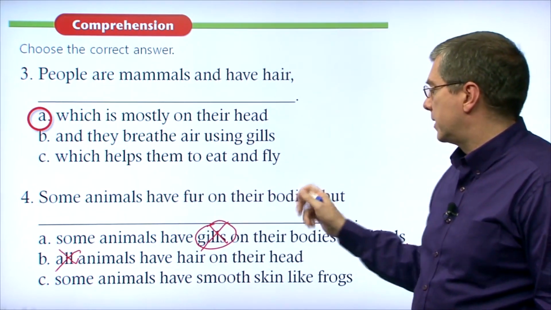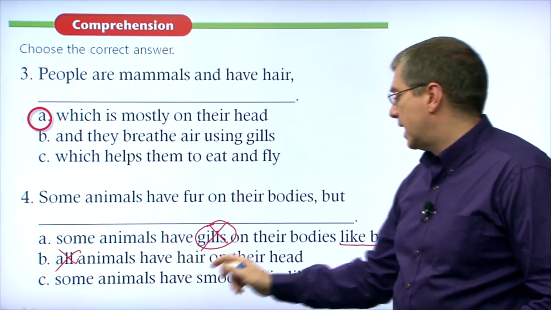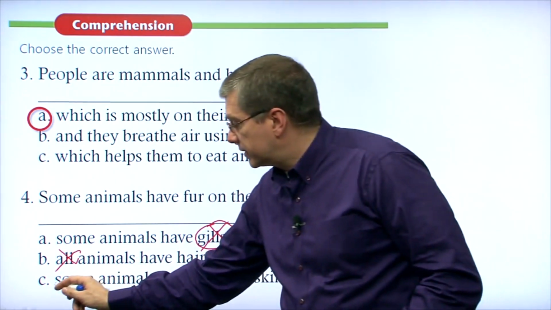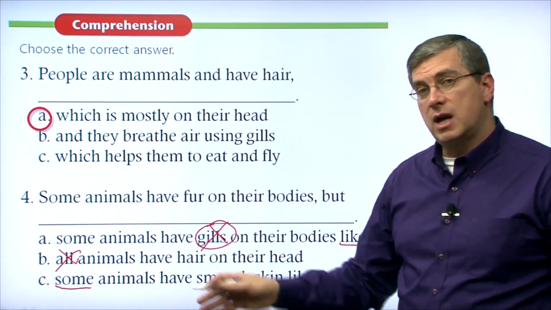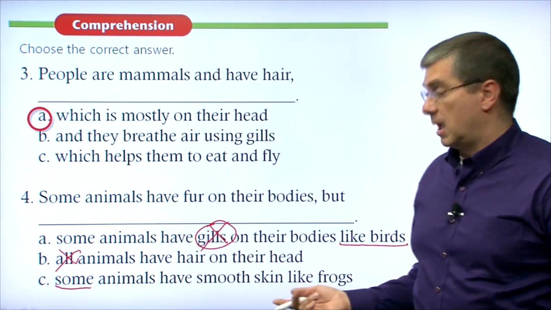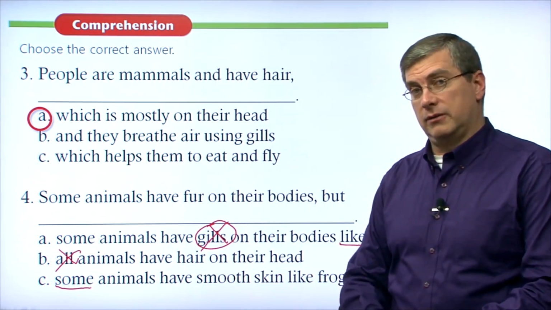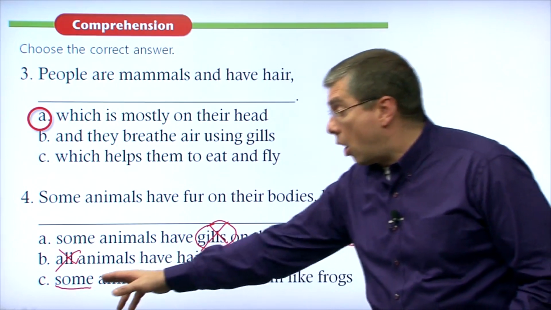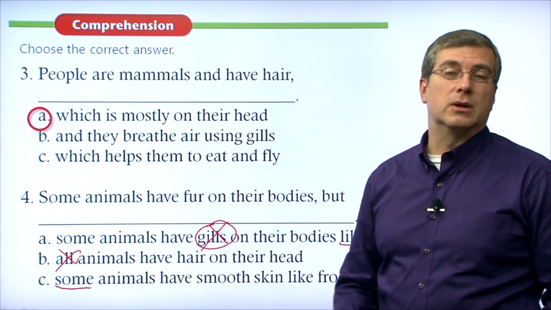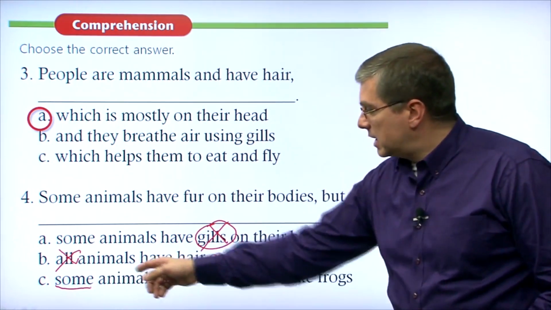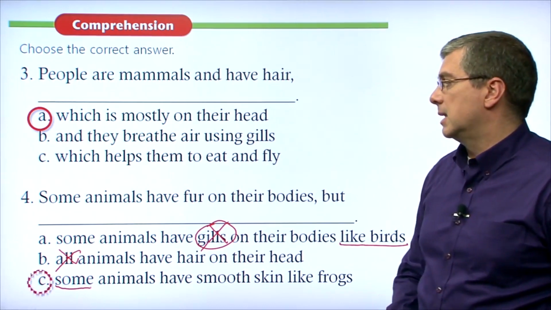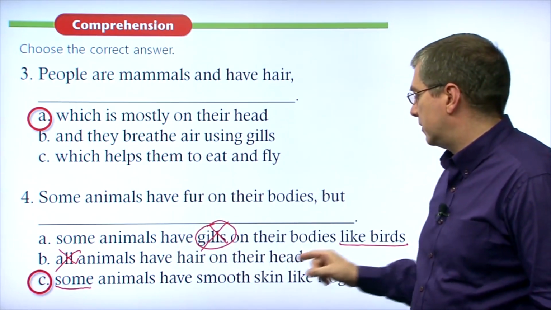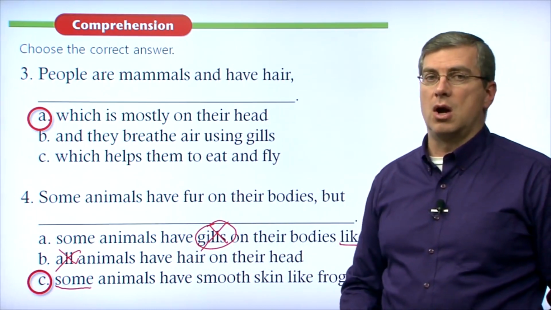Some animals have fur on their bodies, but some animals have smooth skin like frogs. The key, of course, here is some. Not all, but some. And that's true. Frogs have smooth skin. People have smooth skin. Dogs have smooth skin, but not all animals, right? Alligators we took a look at, they don't have smooth skin. So C is true, and that is the correct answer, right? So some animals have fur on their bodies, but some animals have smooth skin like frogs.